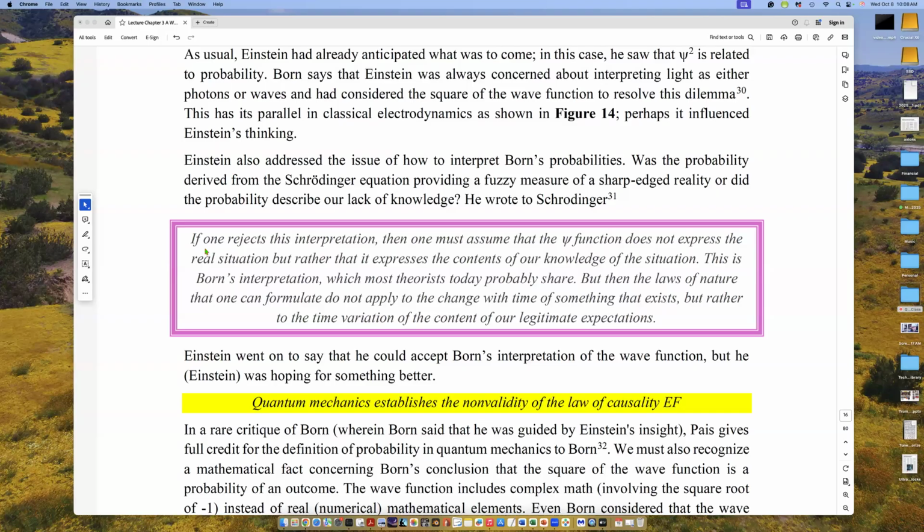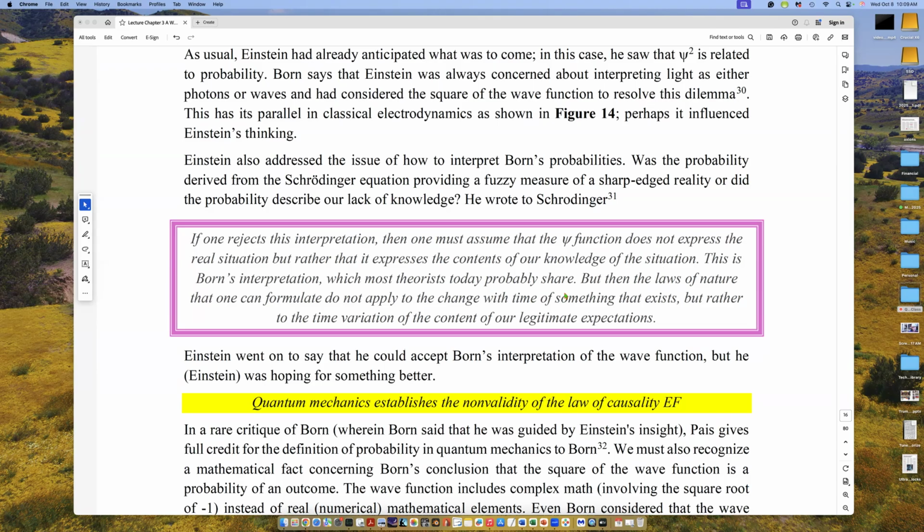And he wrote to Schrodinger that one must assume that the wave function psi does not express the real situation, but rather it is a measure of our knowledge of the situation. And this is one of the alternatives to the ideas of the realists, that there is no quantum world unless we make a measurement, and all we're doing is building a theory that enhances our knowledge of the atomic world, but is not a pure description of it.